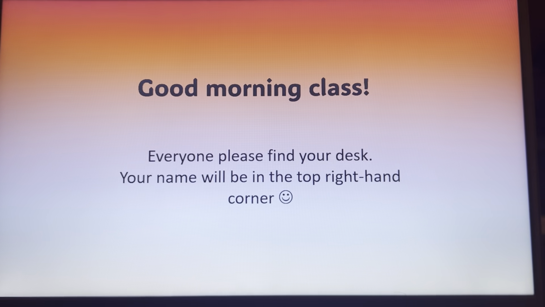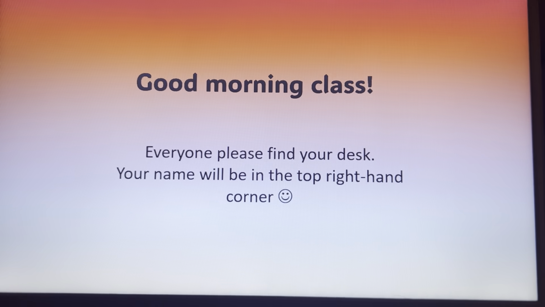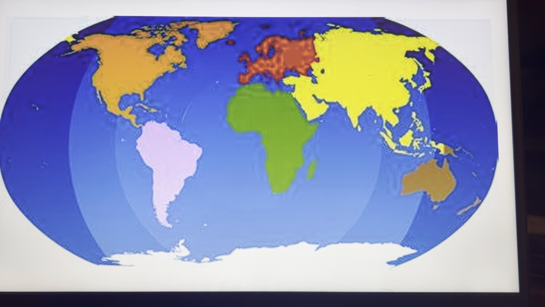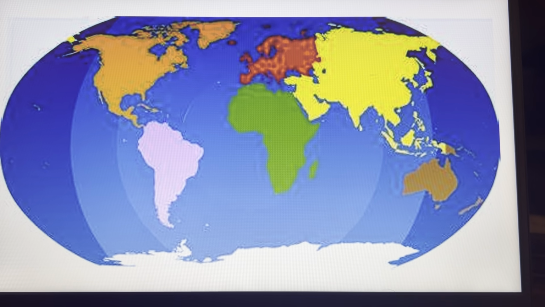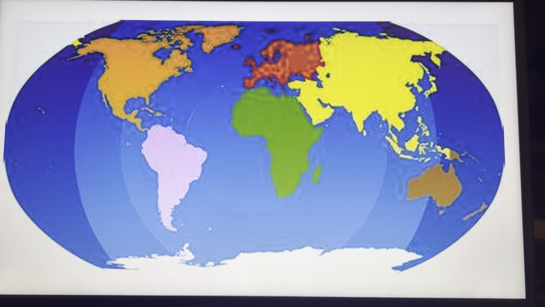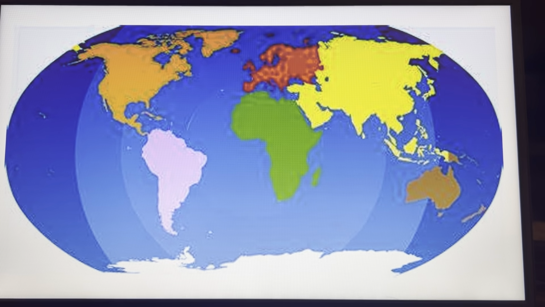Good morning, class. Everyone find your desk. Your name will be in the top right-hand corner. Today, we're starting a new lesson. We are going to be learning about the 7 continents and 5 oceans. A continent is a big area of land that is separated from others by water or other natural features.